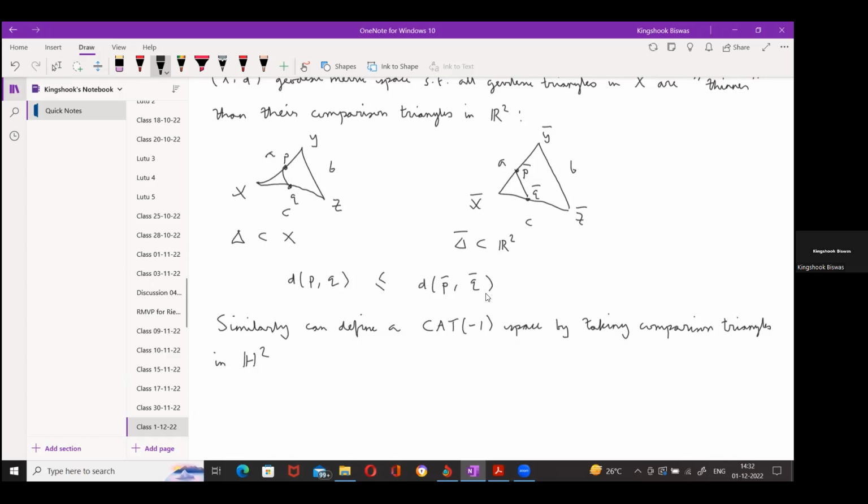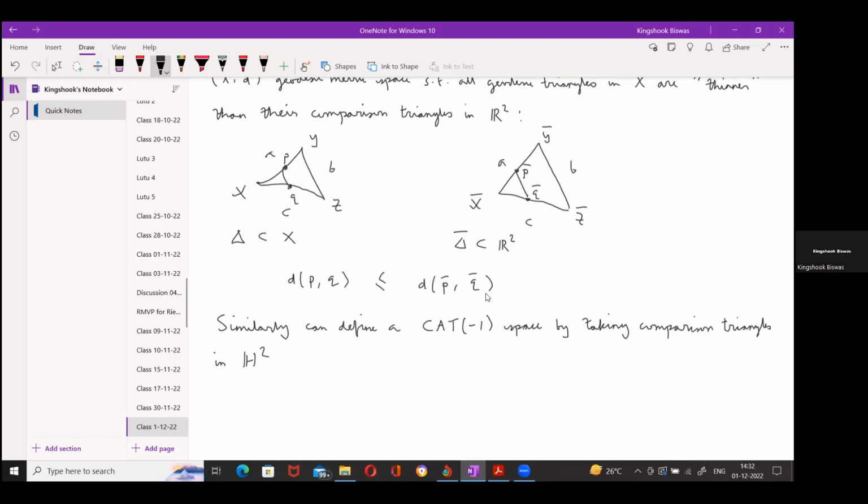So is the definition of CAT(-1) clear? Instead of taking the comparison triangle in R2, you take it in H2, and request the same inequality is true. The distance between points P, Q is less than or equal to the distance between the corresponding points P bar, Q bar in the comparison triangle in H2.